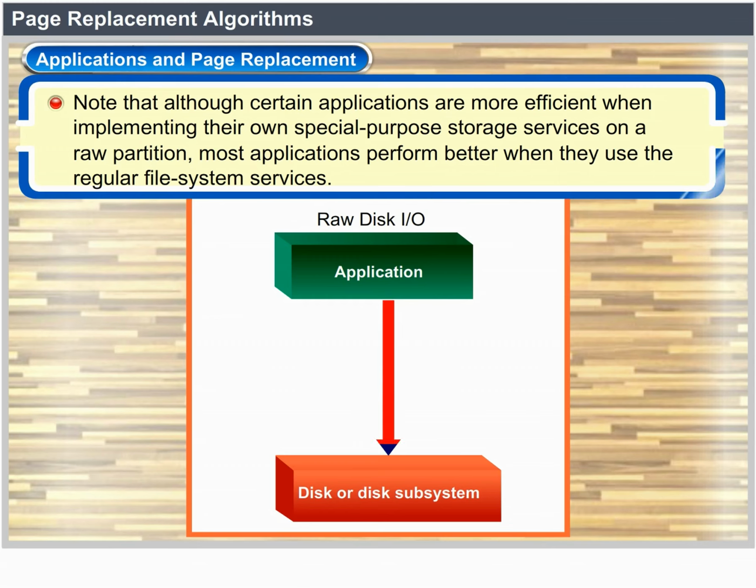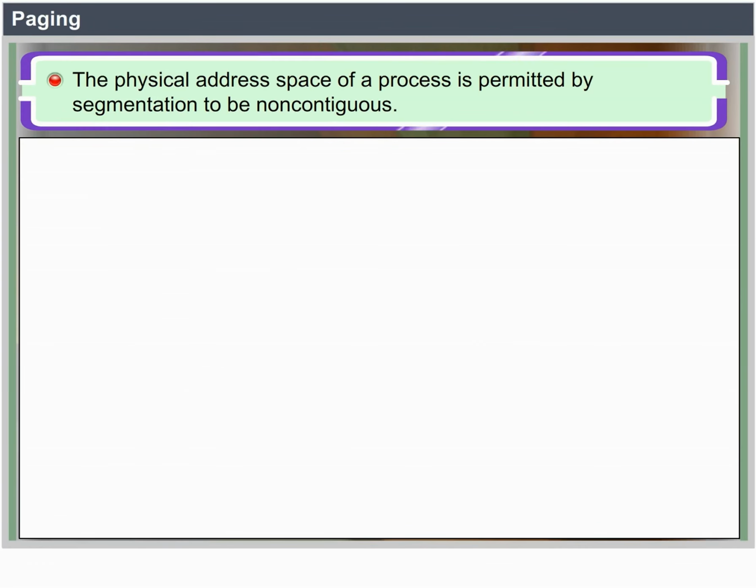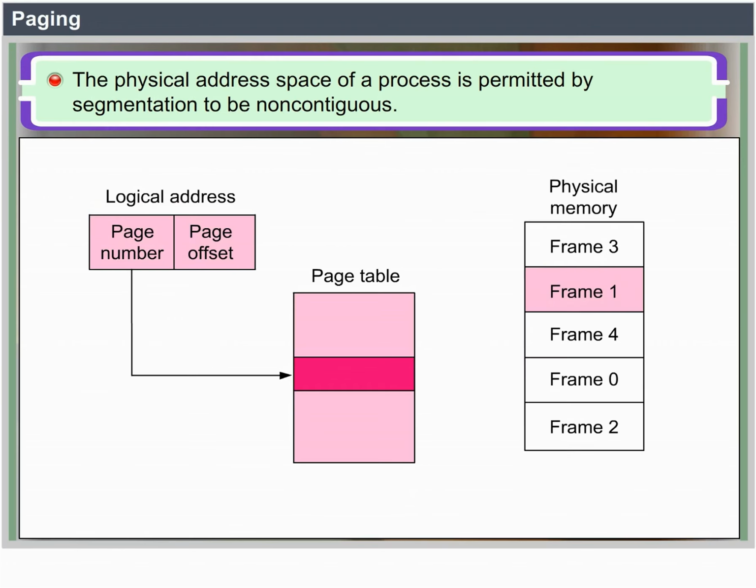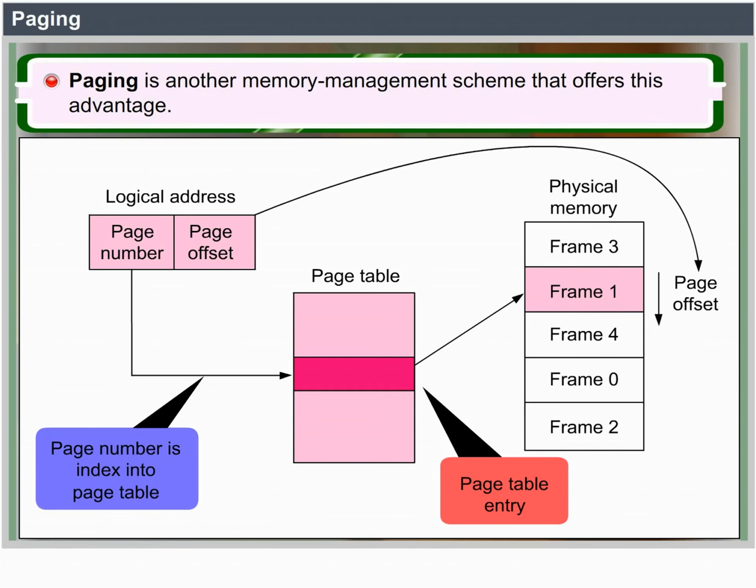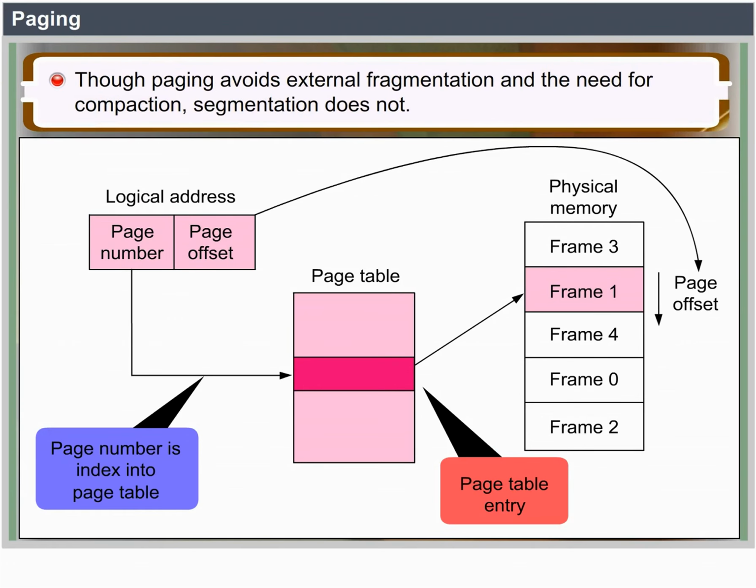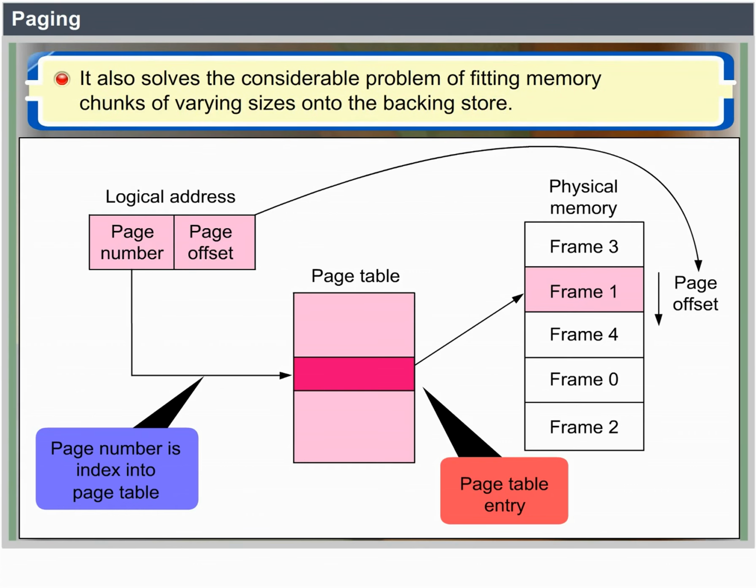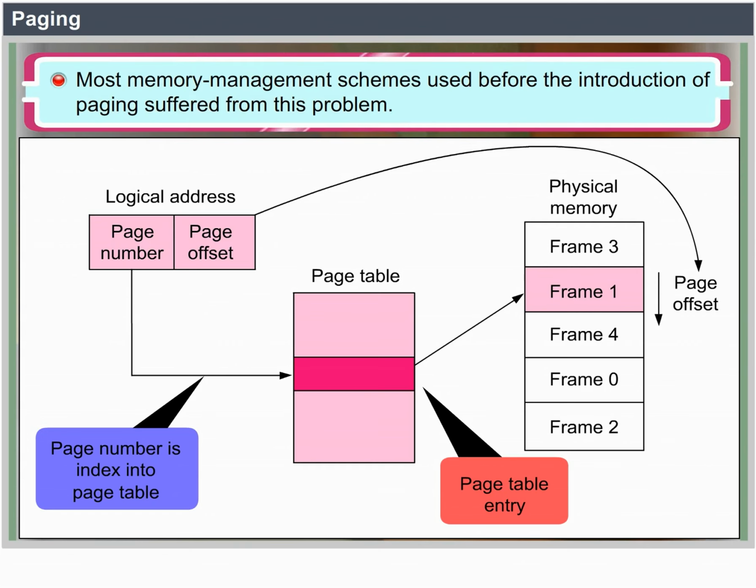Paging. Segmentation permits the physical address space of a process to be non-contiguous. Paging is another memory management scheme that offers this advantage. However, paging avoids external fragmentation and the need for compaction, whereas segmentation does not. It also solves the considerable problem of fitting memory chunks of varying sizes onto the backing store. Most memory management schemes used before the introduction of paging suffered from this problem.